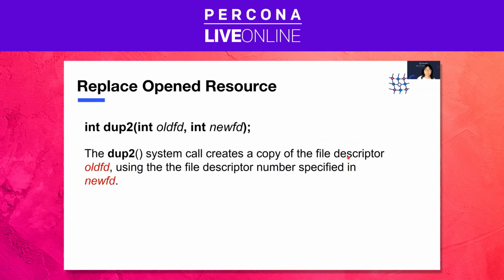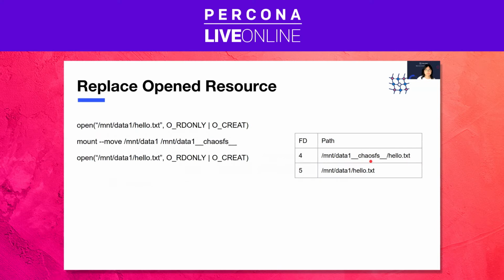Let's introduce the dup2 system call, which plays a key role in our implementation. It creates a copy of the file descriptor oldfd using the file descriptor number specified in newfd. This system call empowers us to open a file under a specified FD number. With its help, we can open the corresponding file under ChaosFS and get a new file descriptor, for example, 5 here. And we can use dup2(5, 4) to make file descriptor 4 point to the newly opened file.